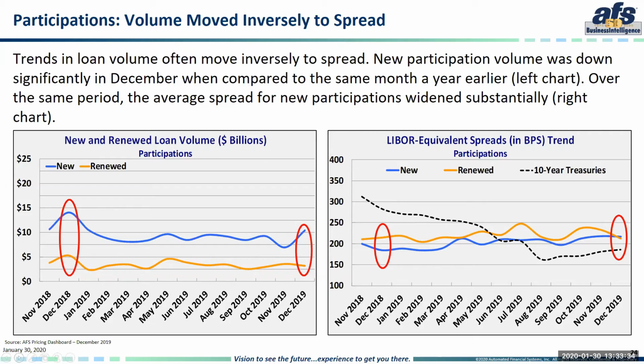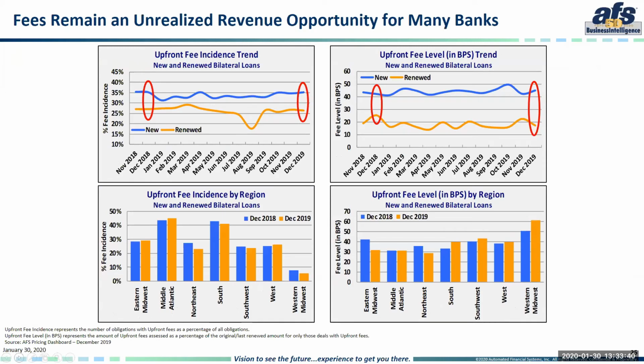Next, we look at the final layer of our market review. Slide 25 focuses on commercial loan fee performance. This slide provides insight on how frequently upfront fees are assessed, shown here as the fee incidence, and the total amount of fees assessed, or the fee level.